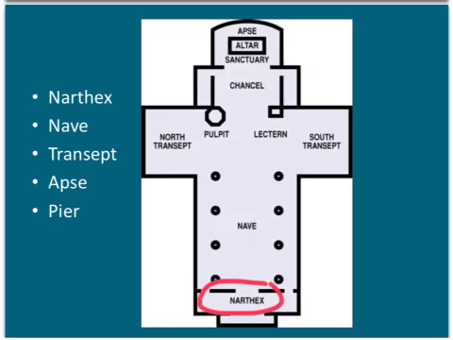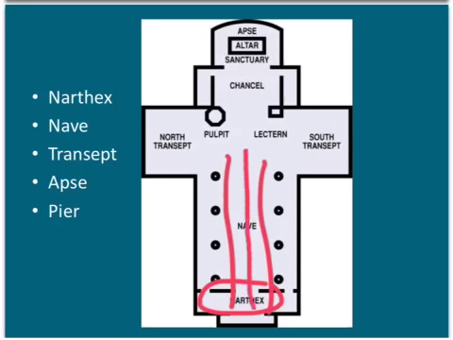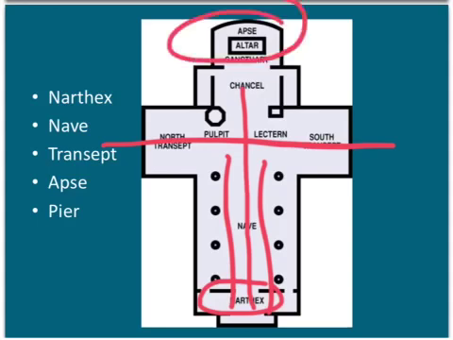The narthex is the entrance or the main lobby. The nave, nave meaning center, is the main aisle. They're going to walk down the nave up to the front of the church. Then you have the transept. That's the part that crosses it, making the cross a cross. The apse is the back part, this curved back part behind. I'll show you a picture. And the piers are all of these things that are holding up the church, providing architectural support.